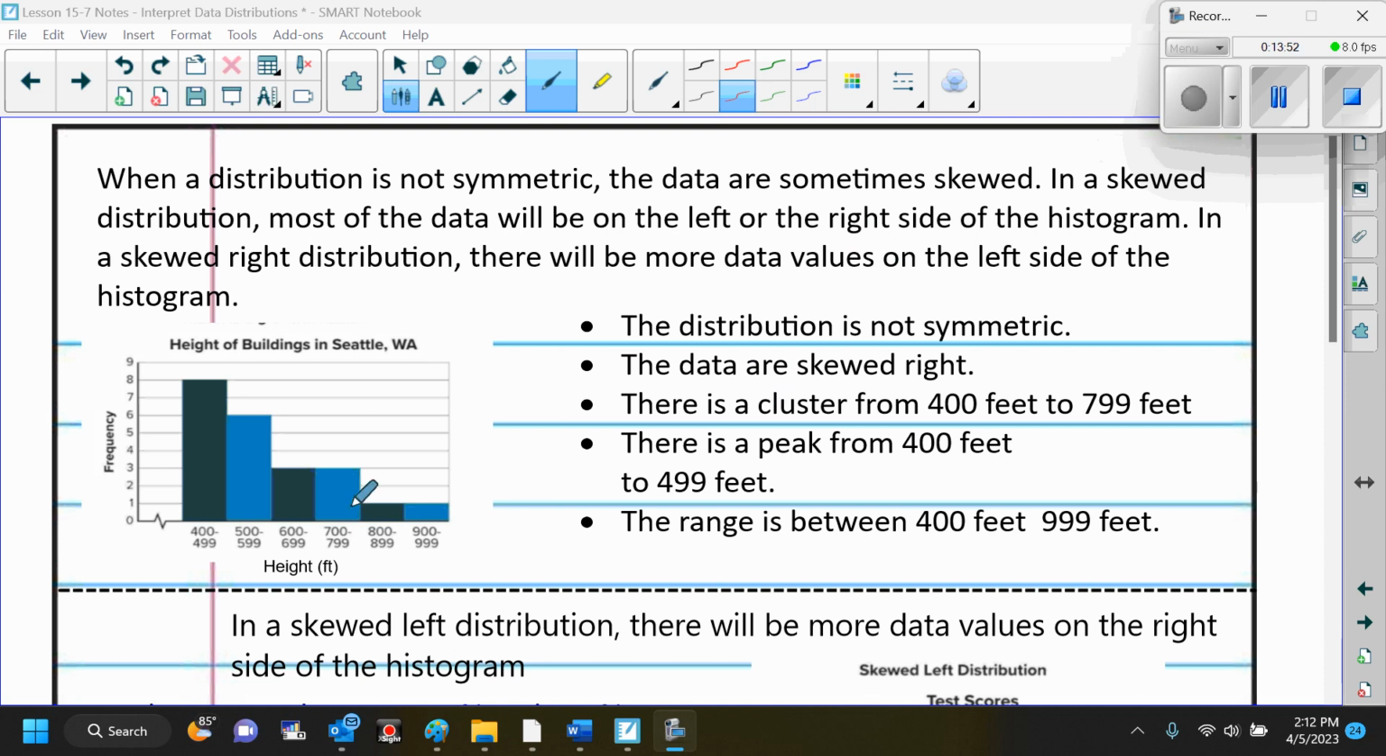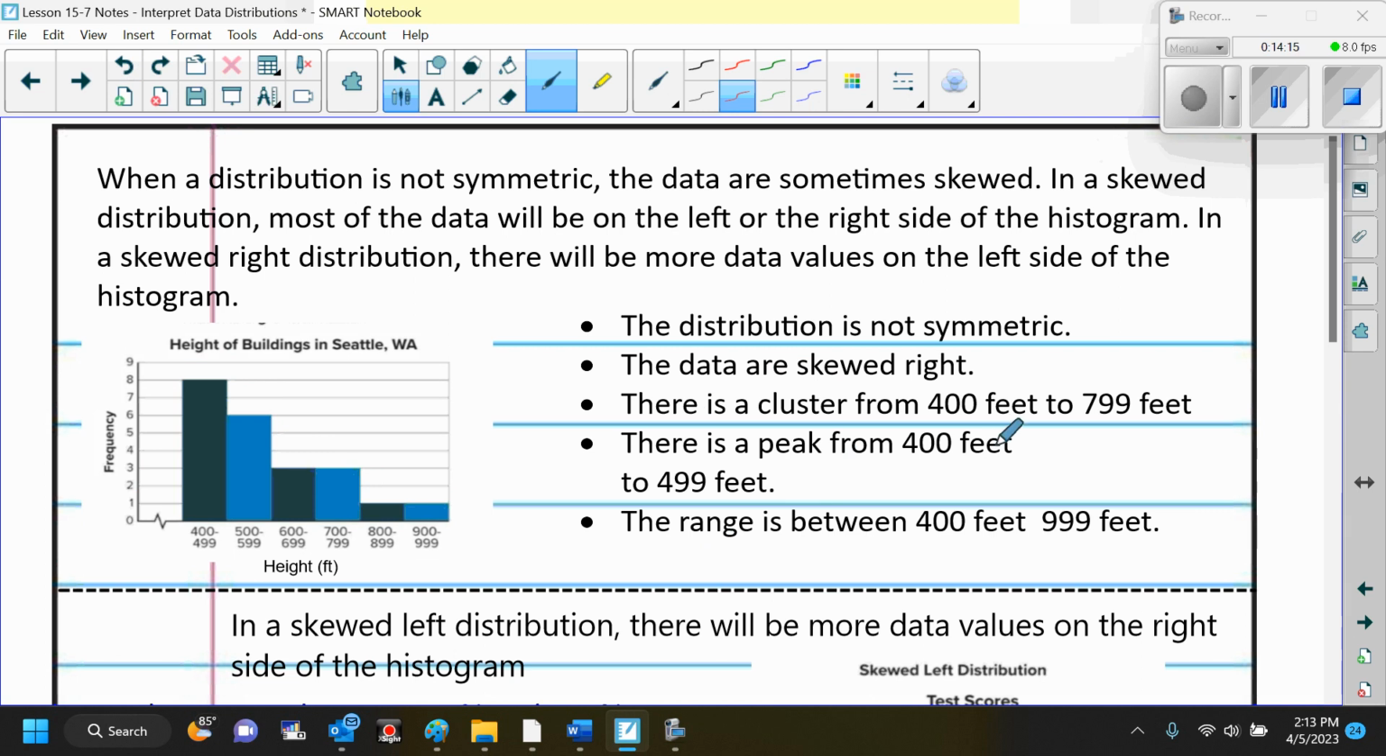All right, so looking at this histogram, it says the distribution is not symmetric. You know, because if you fold this in half, it's not going to be the same on both sides. The data are skewed right because most of our data is over here. So that means it's skewed to the right. And you can also say, oh, look, it trails off to the right. Okay.